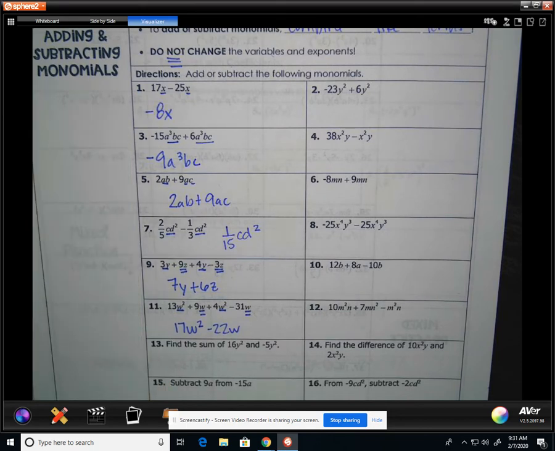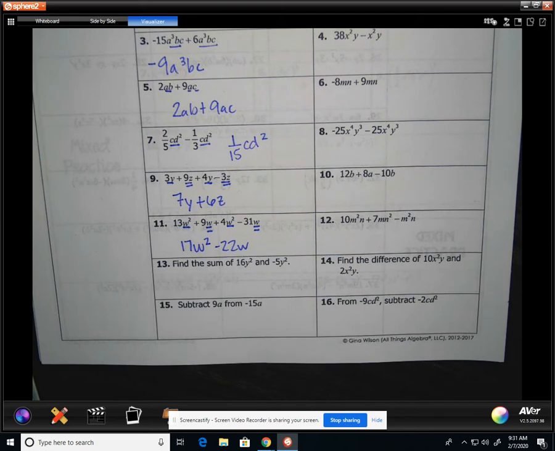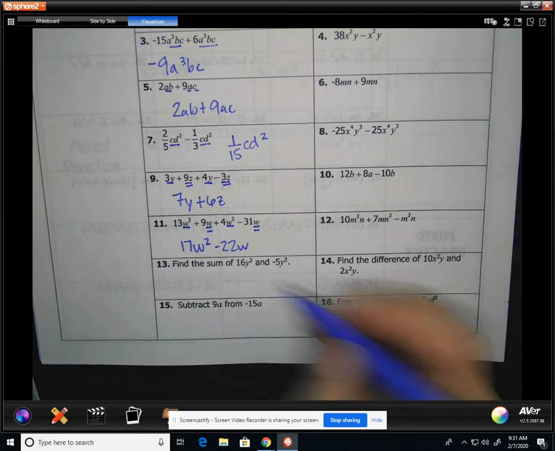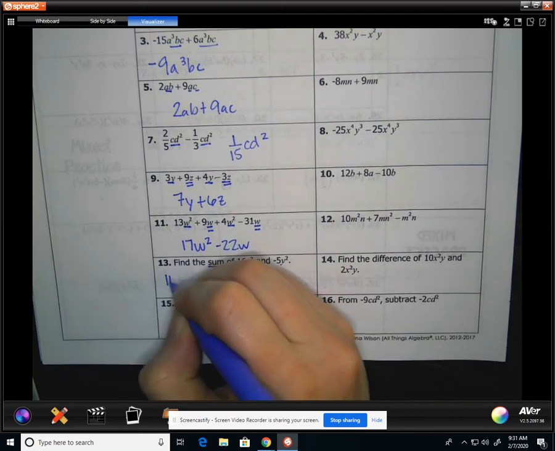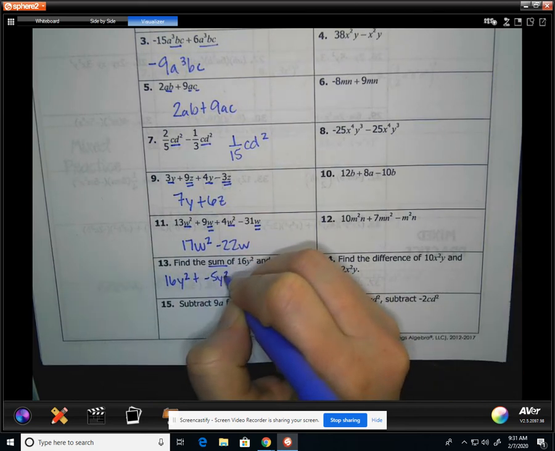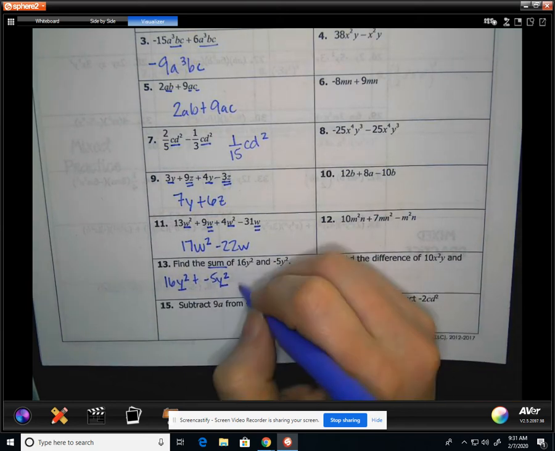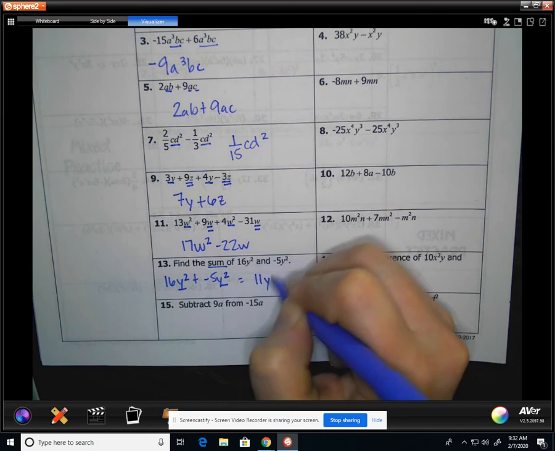Okay, for number 13, it says to find the sum of 16y squared and negative 5y squared. Okay, sum means we're adding, so we're going to take 16y squared plus negative 5y squared. Since my letters are the exact same, I'm just going to do 16 plus negative 5, which is 11, and I keep the y squared.